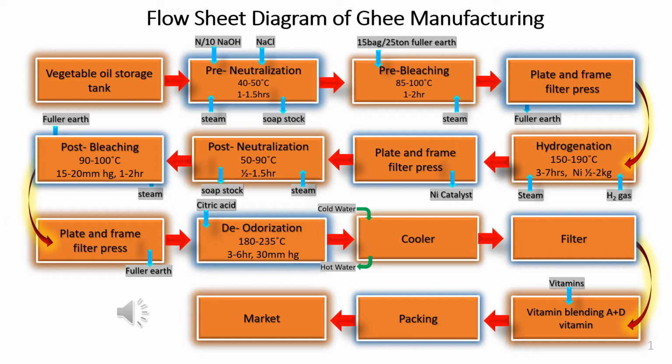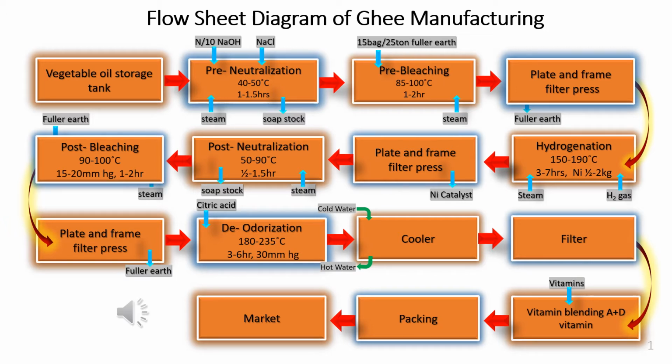After the plate and frame filter press, it proceeds to the deodorization section. After the deodorization of the oil, it goes to our cooler and then filter. After cooler and filter, it proceeds to our vitamin blending section. After vitamin blending, it proceeds to our packing and then it moves towards the market for further processes.